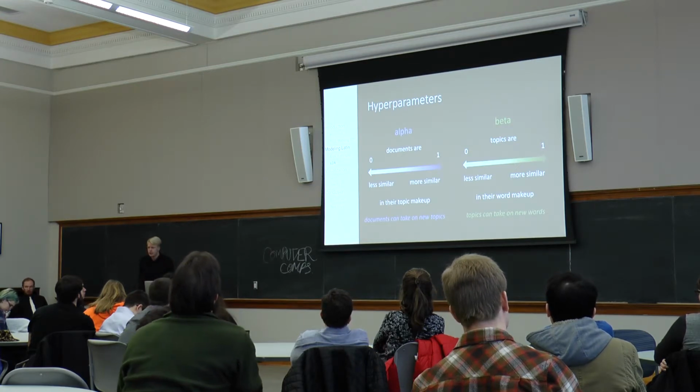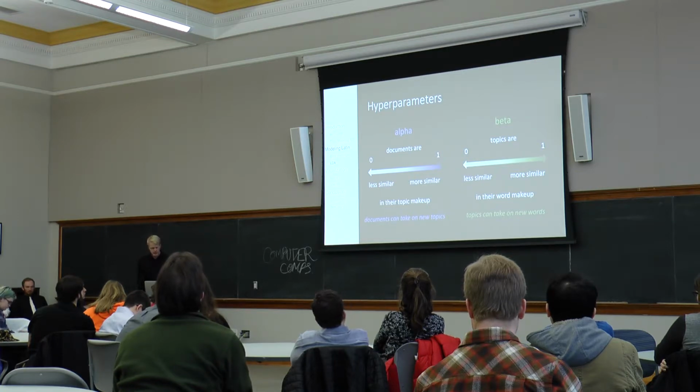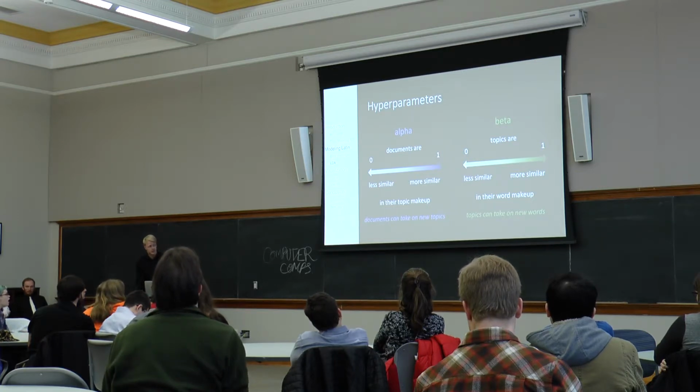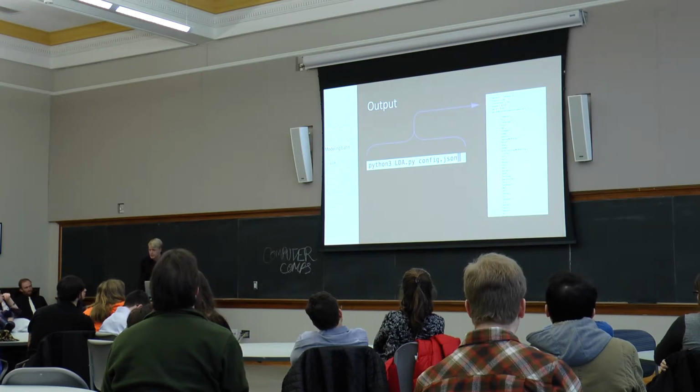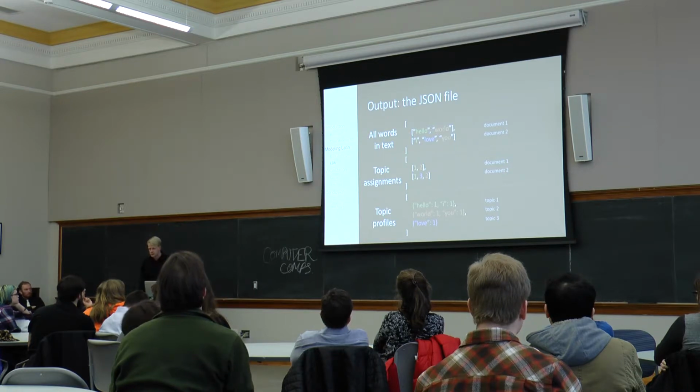And we also have the hyperparameters. Those are the probability smoothing parameters that Estelle talked about before. The main thing to remember about those is that alpha allows documents to take on new topics, and beta allows topics to take on new words. Once LDA is done running, it dumps all of its data into a JSON file, which will later be read by our UI. That contains the familiar data structures that Estelle talked about. And so the next step is figuring out how to visualize it.